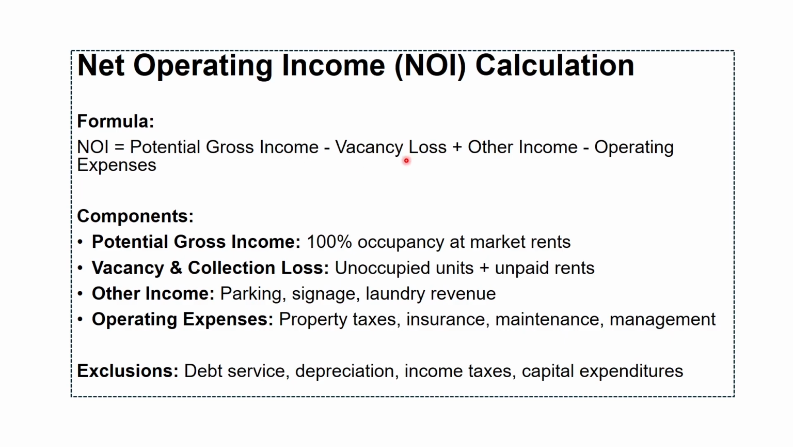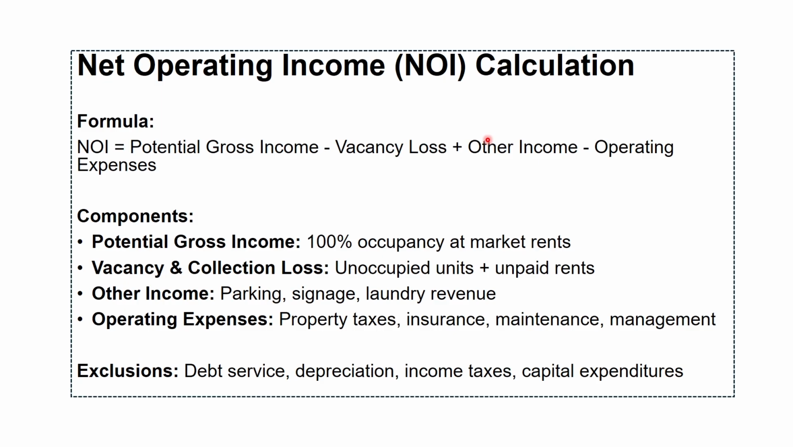Then vacancy and collection loss accounts for the reality that no property maintains 100% occupancy and 100% rent collection. Even the best properties experience tenant turnover, right? Somebody is coming in, somebody is going out, and some tenants may be late with payment or default entirely. This is typically 3 to 10% depending on property type and market conditions.